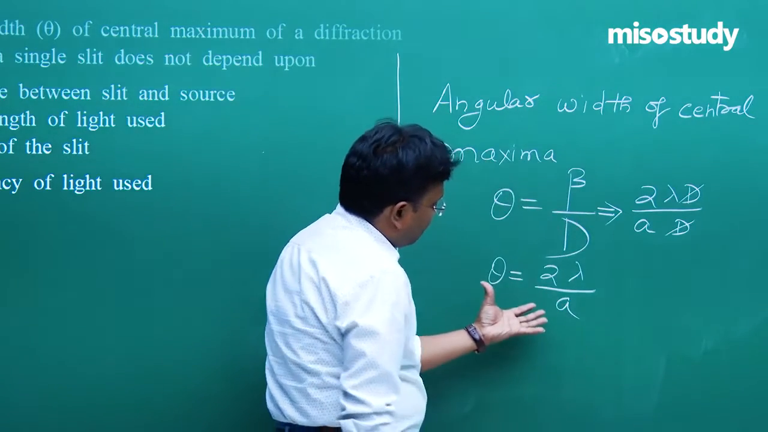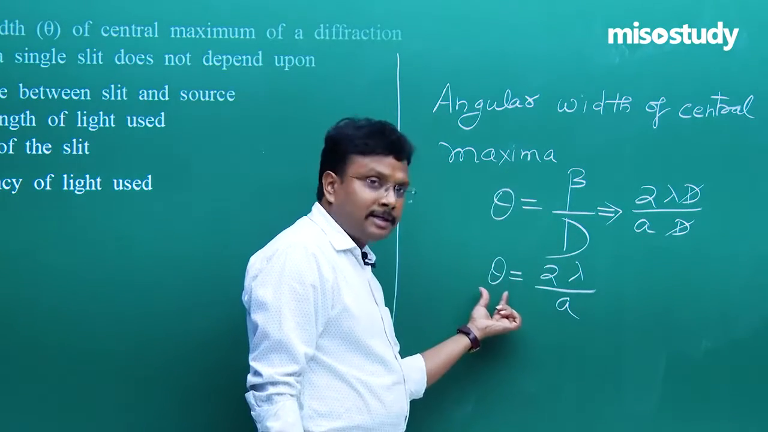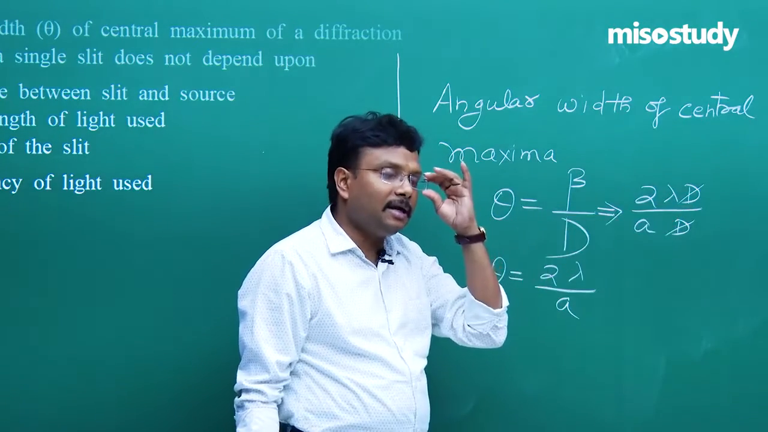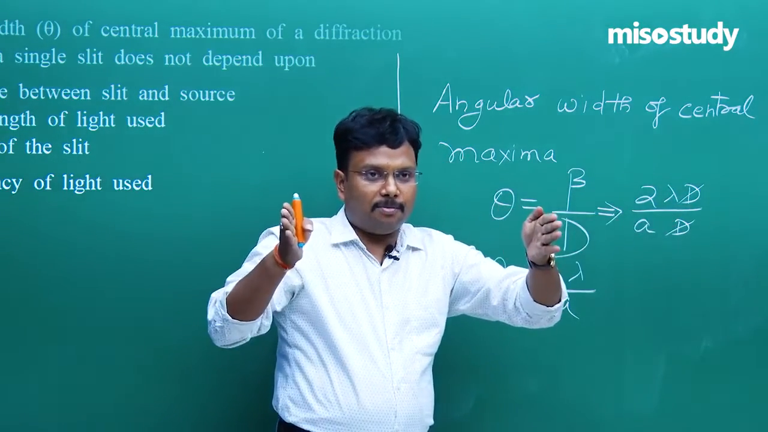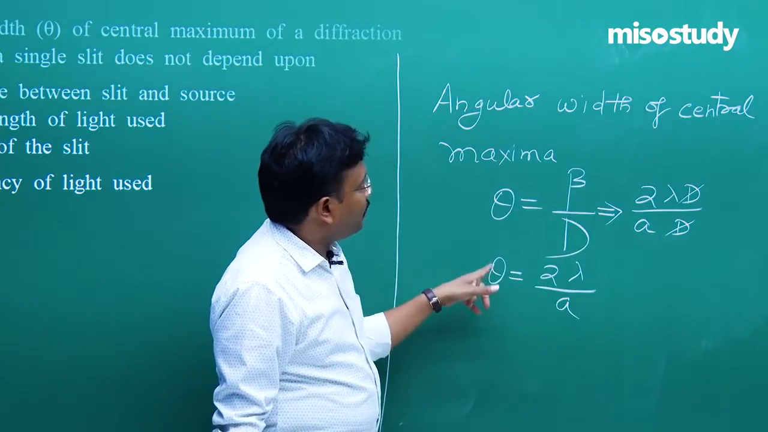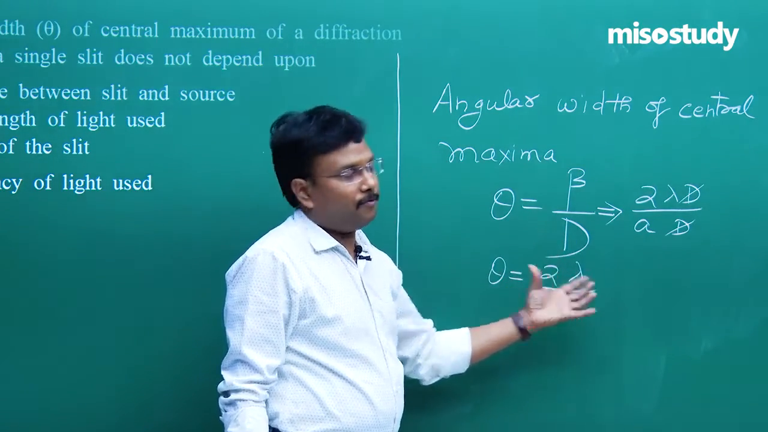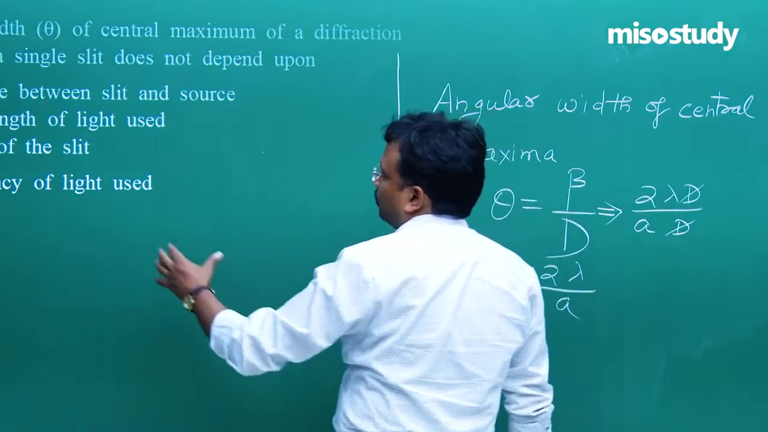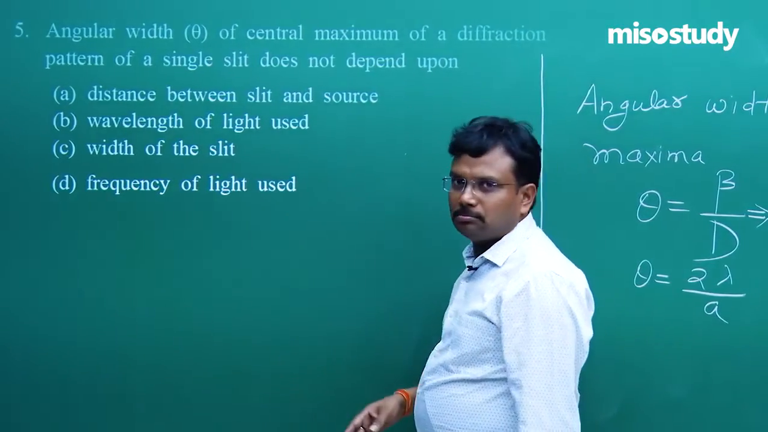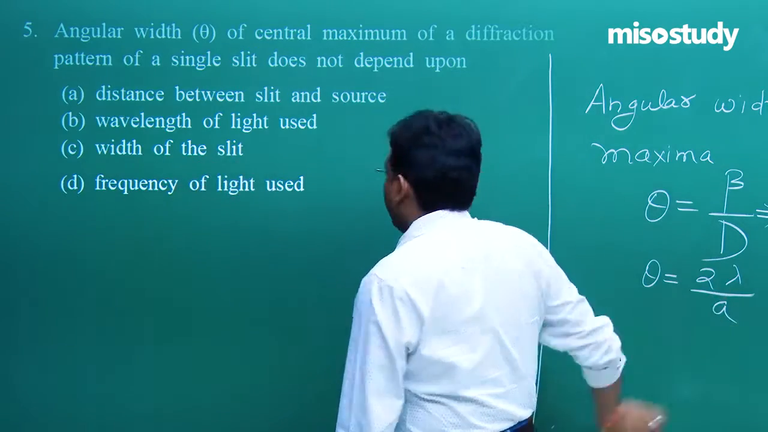Now what is very clear from this? It is clear that the angular width theta is totally independent of this capital D. And what is capital D? Capital D is the spacing between the screen and the slit, fine. So this angular width has nothing to do with the capital D term. Now if you try to find the answer, wavelength of the light used, yes, it depends. Width of the slit depends.